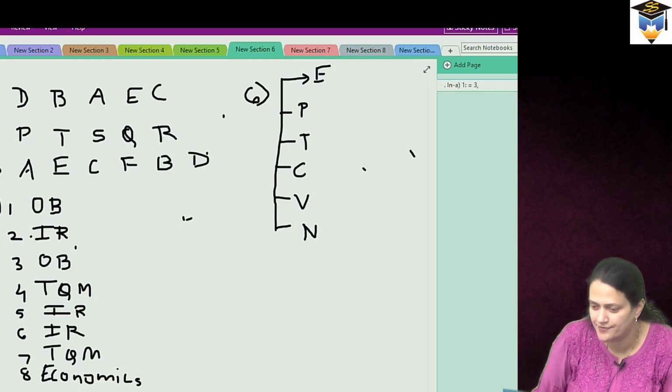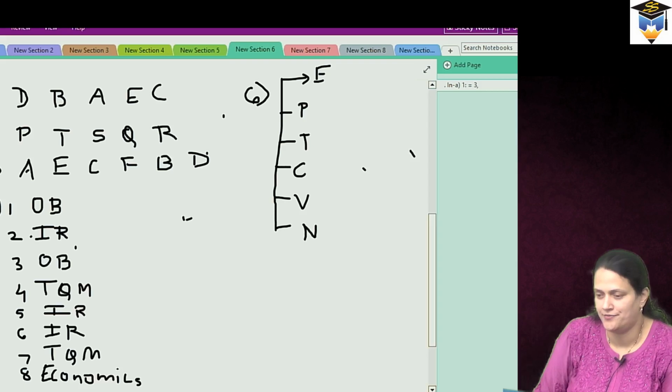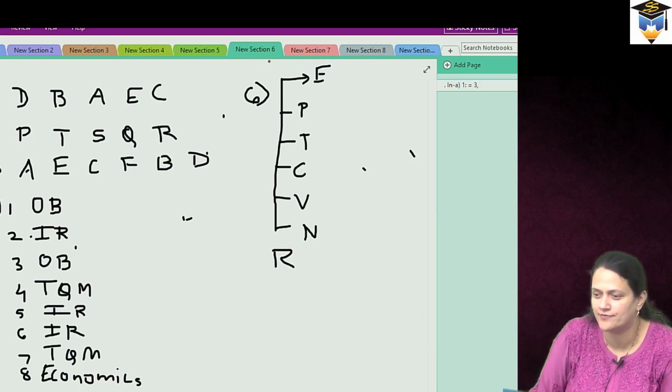So answer is, what was the question? How far is Tavan from right? So that is fourth. Because this is going to be the right, this is going to be the left. Good. Seventh.